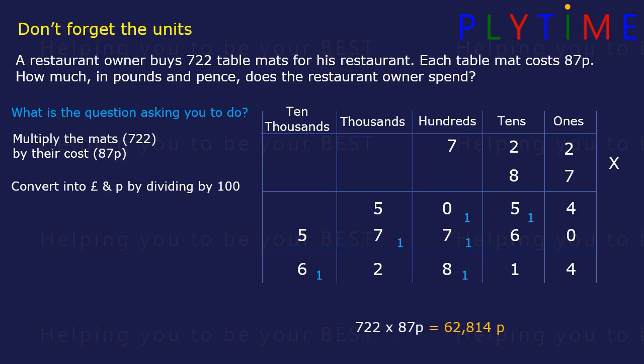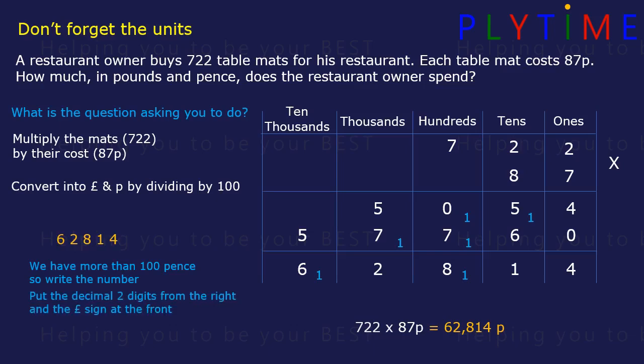62,814 pence. To convert this into pounds and pence, we write the number and then we add the pound sign and the decimal point 2 digits from the right. So our answer equals £628.14. The owner spends £628.14.